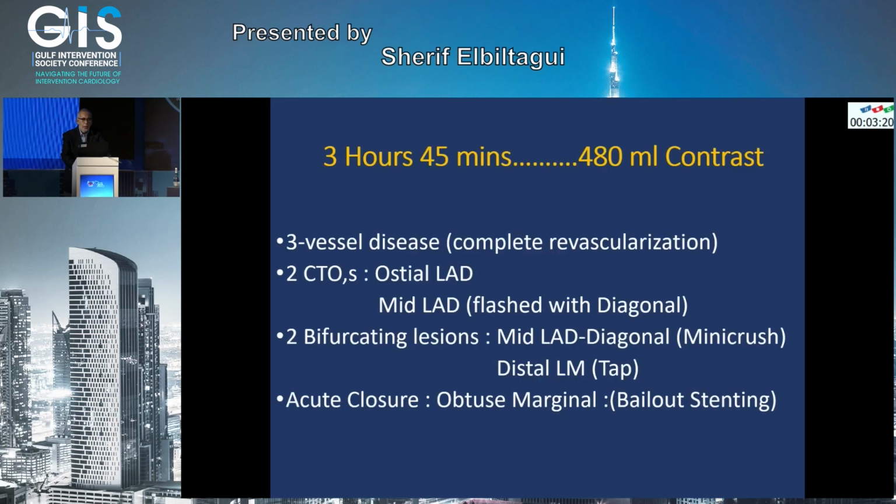So it was a lengthy procedure: 3 hours 45 minutes, more than 480 milliliters of contrast. Yes, I did achieve complete revascularization with the two CTOs, ostial LAD and mid LAD, two bifurcating lesions, one treated with a mini crush and the other, the distal left main, with a TAP. And of course, don't forget the acute closure in the middle of the procedure, treated with bailout stenting.